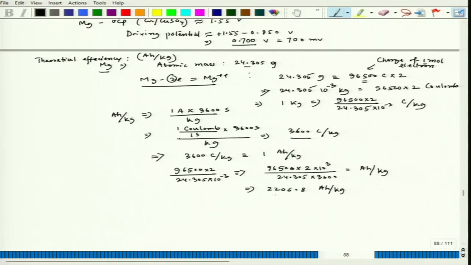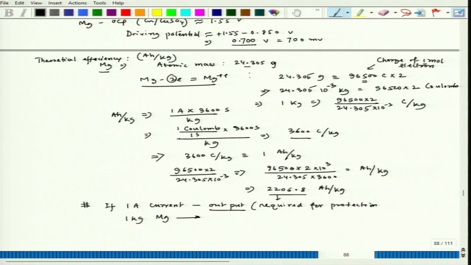So it means, this is what the theoretical efficiency indicates. It indicates that if 1 ampere current is the output required for protection, then 1 kg of magnesium can protect for around 2200 hours. Okay, so it indicates that.